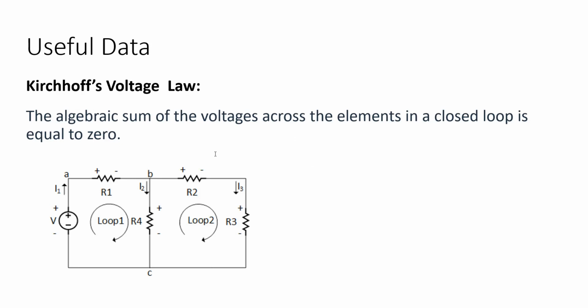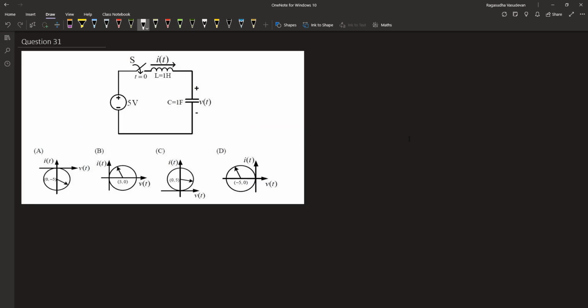According to Kirchhoff's voltage law, the algebraic sum of the voltages across the elements in a closed loop is equal to 0. So if we apply Kirchhoff's voltage law in the first loop, we will be getting V minus the voltage across R1 minus the voltage across R4 equals 0. Let's make use of this concept and then find out the value of the response I of t and V of t. This is the circuit that is given to us.